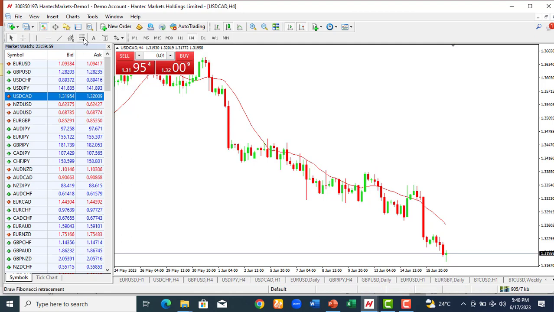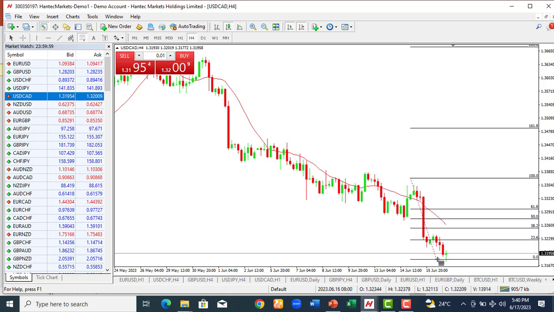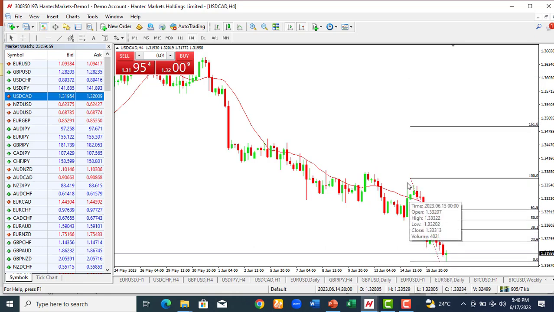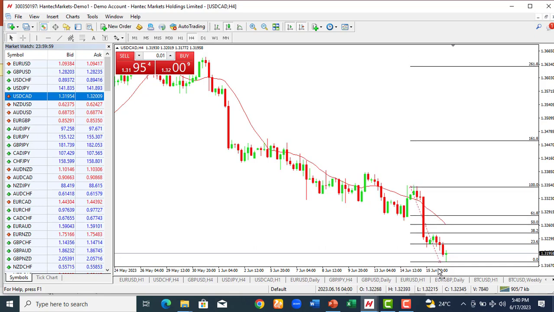So what do you do? You go here, pick your Fibonacci level. The nearest obvious highs, look at it here. So you drag it from there to the nearest obvious low, or the swing low. It's as easy as that, to the swing low. You can see it.